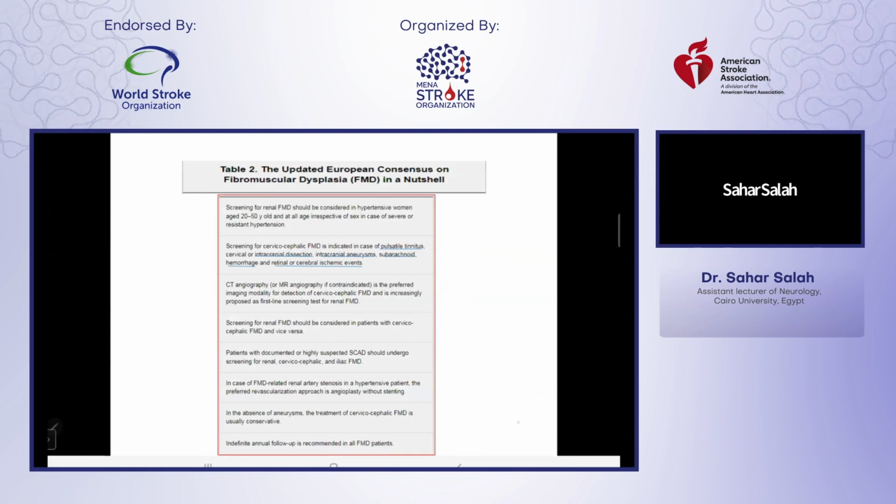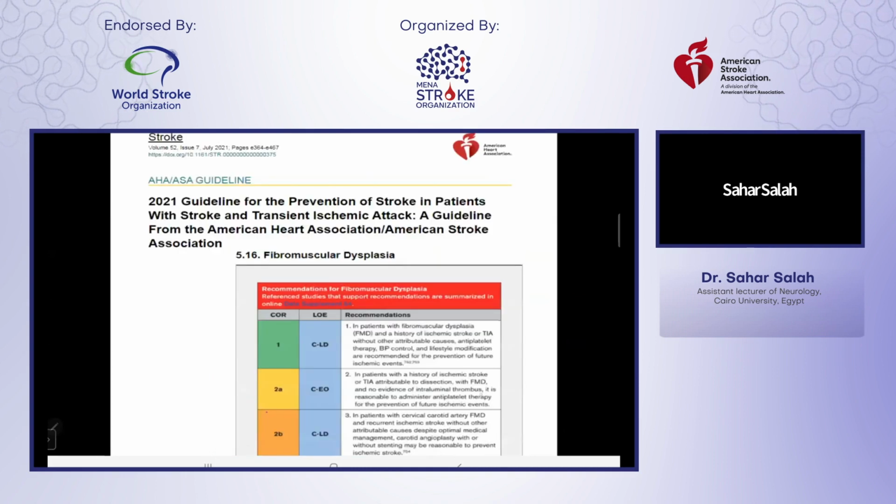There is only an updated European consensus for the diagnosis of fibromuscular dysplasia. The 2021 guidelines of the American Heart Association included a class 1, level of evidence C recommendation, which recommended that patients with fibromuscular dysplasia and ischemic stroke or TIA start antiplatelet therapy, control blood pressure, and modify lifestyle.